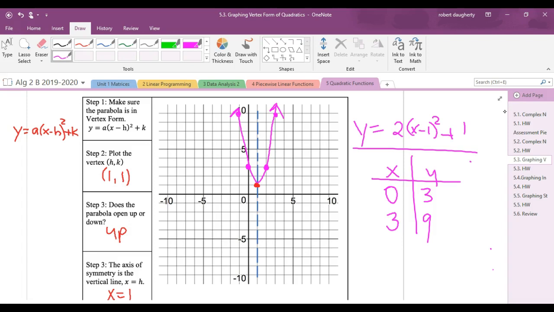I know that this thing is symmetrical. The minute I know that this point 3, 9 is here, it's 2 away from the axis of symmetry. So if I go 2 to the left of the axis of symmetry, I also have to get the same value. That number is negative 1. If I put in negative 1 here, negative 1 minus 1 is negative 2, negative 2 squared is 4, 4 times 2 is 8, 8 plus 1 is 9. So you don't have to do the work; you can, but you use the symmetry. If I found 2 points, I really knew 4 points on a parabola, because you're using the symmetry.